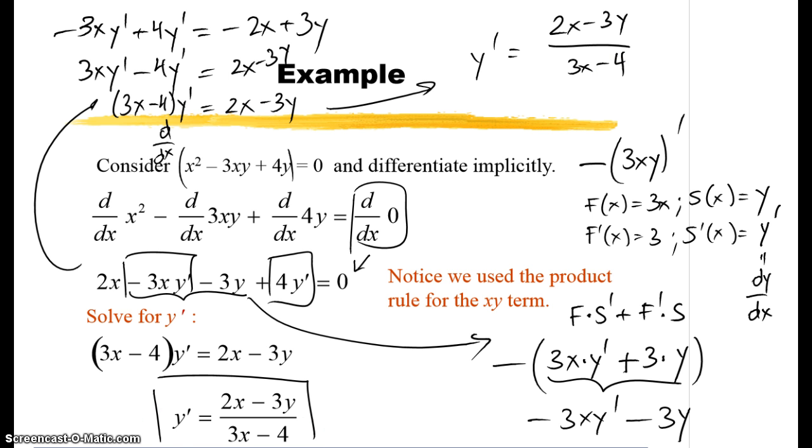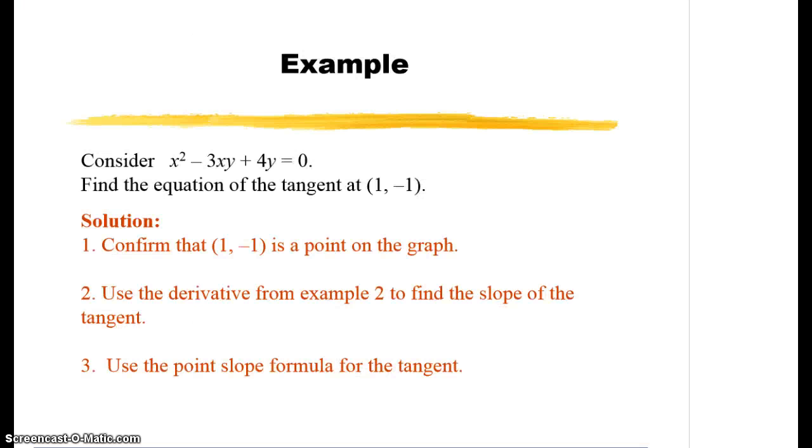So that's implicit differentiation. Okay, and here are the steps for the next part, which is to find the equation of a tangent line. So now that we know how to find the derivatives of these functions, we could also talk about equations of tangent lines. Okay, so here are the steps for the same equation. Let's consider that and find the equation at the point 1, comma negative 1.